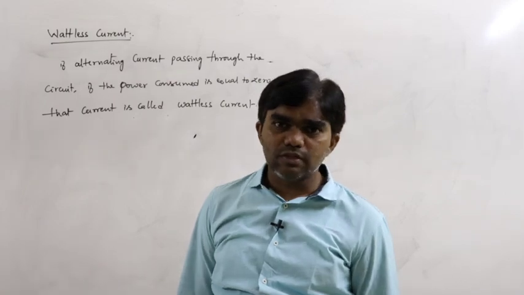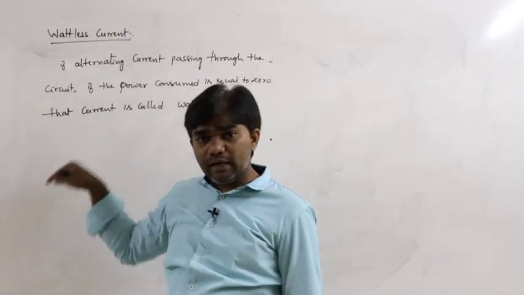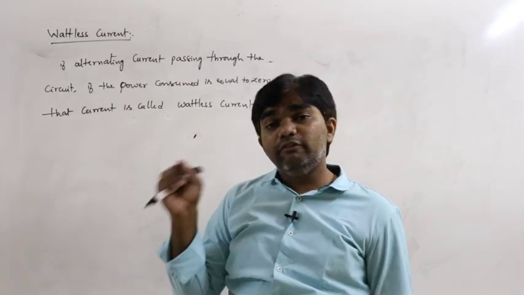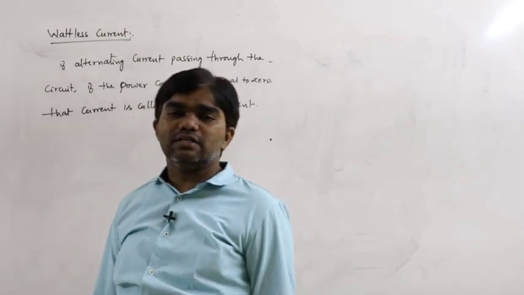The power consumed is equal to I squared R, or E_RMS times I_RMS, of course, when the current passes through the circuit. If the power consumed equals 0, then that is called wattless current.